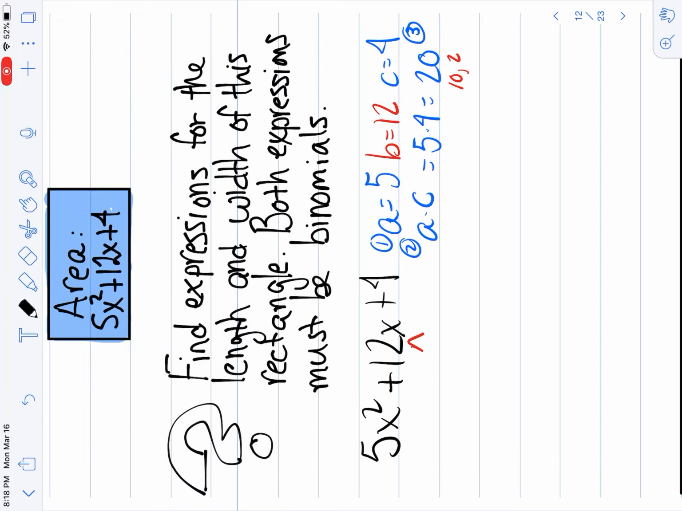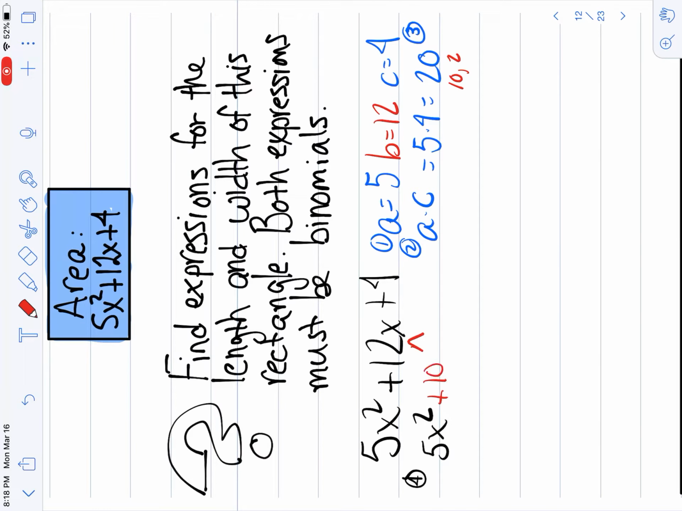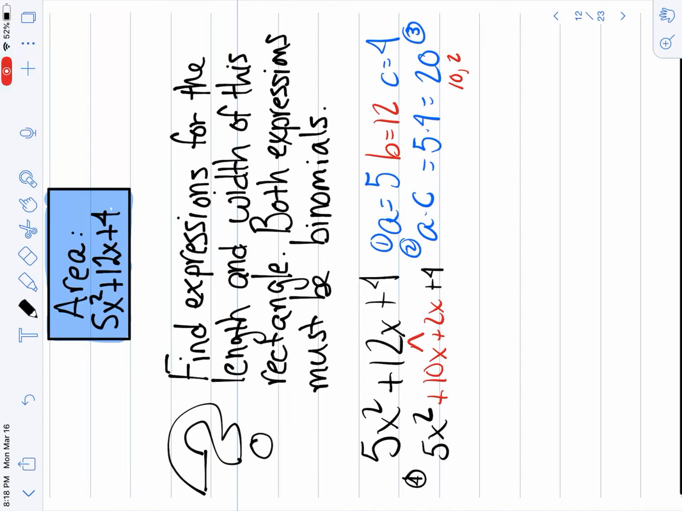So we're going to write, this is step 4, by the way. So we're going to write 5x squared, and then use the factor pair, plus 10x plus 2x plus 4. And then we group them together.